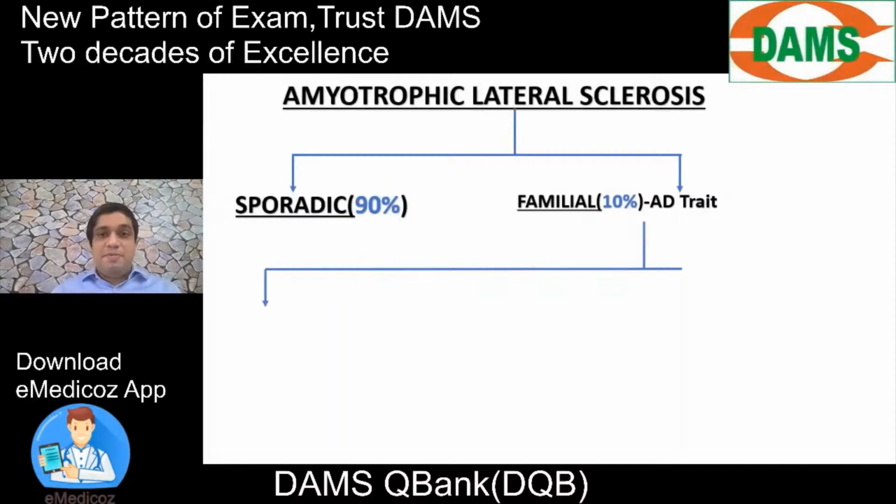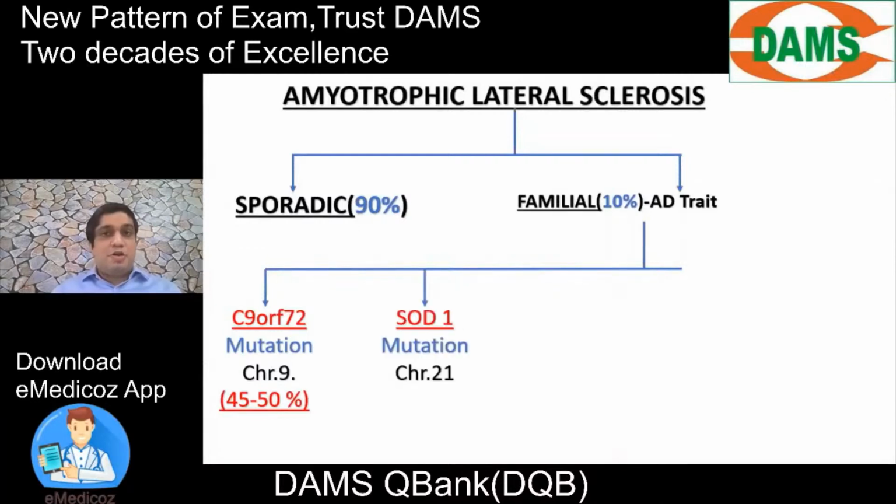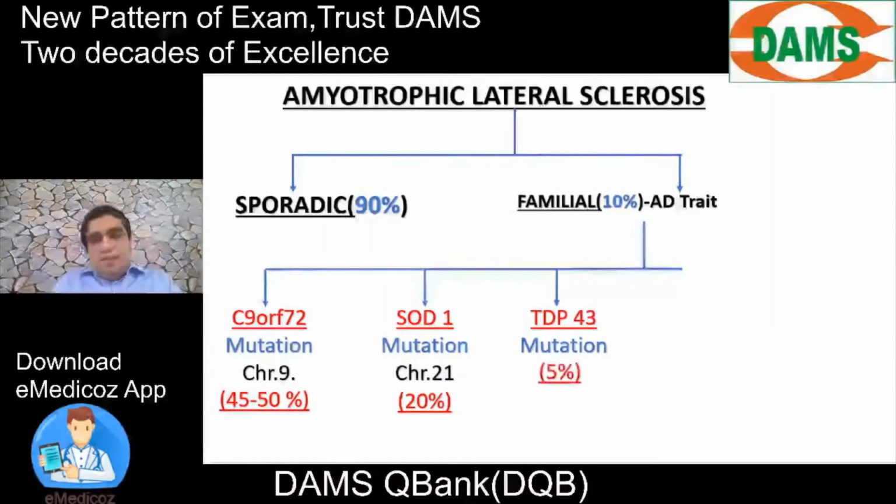The familial people can be due to a mutation on chromosome number 9 involving this C9orf72 gene. Most common familial mutation is this itself. Then superoxide dismutase 1 mutation, that is from the chromosome 21, that account to 20% of the cases. TDP43 mutation again, that account to just 5%, and FUS mutation that again accounts for just 5% of the cases.